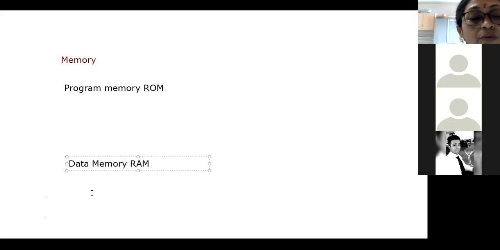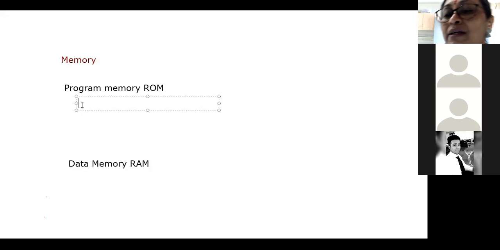And as you know, what is difference between ROM and RAM? Tell me. ROM is read-only memory. You cannot write to it. And what is RAM? RAM is read-write memory. You can write to it. Okay? And therefore RAM is used as a data memory. And ROM is used as a program memory. Okay? Do you remember what is the size of ROM in case of 8051?